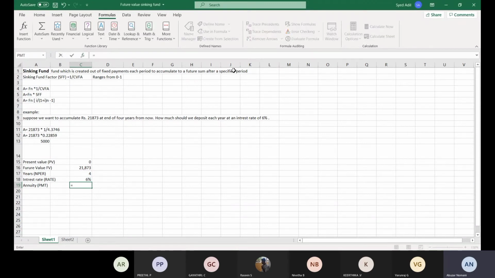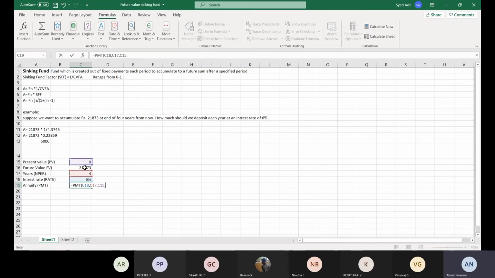Here we put the formula equals PMT, brackets. Then what is the rate? The interest rate is 6%, so select the cell with interest rate 6%, comma. NPER means years. How many years are we going to invest? We are going to invest for 4 years, comma. Then what is the present value? We don't have a present value right now, so we put 0. The present value is 0 here.